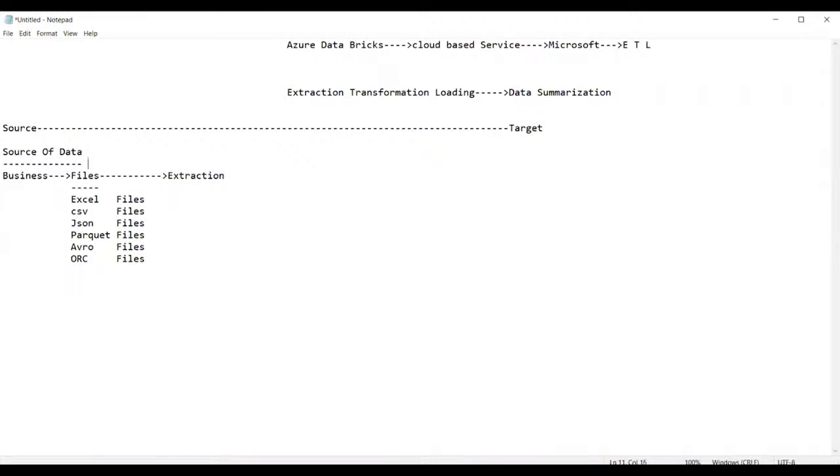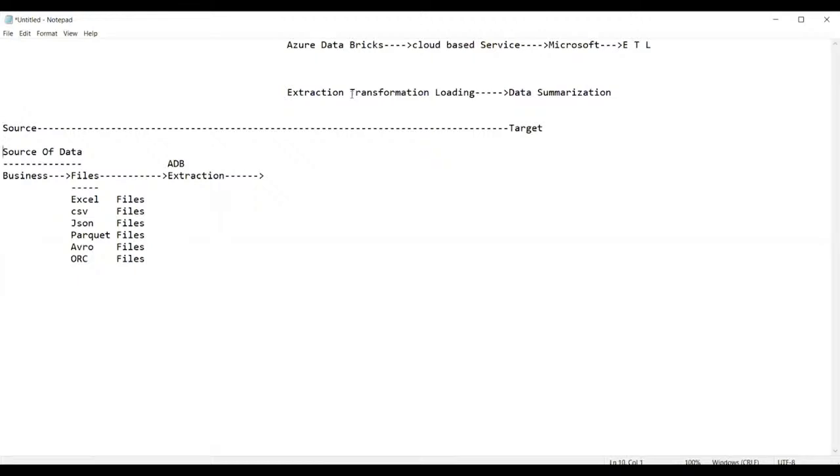And now, guys, this extraction is done by using ADB, that is Azure Databricks. By using Azure Databricks, we perform the process of extraction. That means extraction of data. Then extraction is done. Then what is the next process you have? Tell me now, guys. The next level of processing is what?